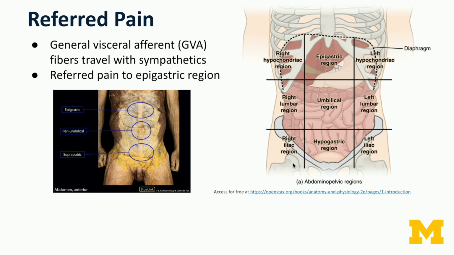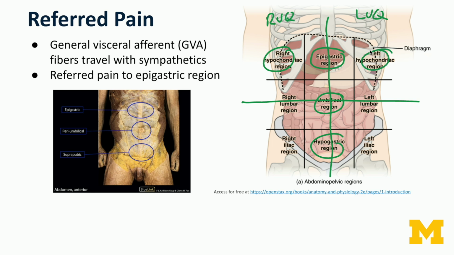And let's just take a quick moment to discuss referred pain from the stomach. To do this, we need to talk a little bit about a different system of how we can categorize the abdominopelvic cavity. So you're familiar with the left upper quadrant, the right upper quadrant, etc. But here we have an epigastric region, an umbilical region, a hypogastric region, hypochondriac regions flanking the epigastric region, lumbar regions flanking the umbilical region, and iliac regions flanking the hypogastric region.